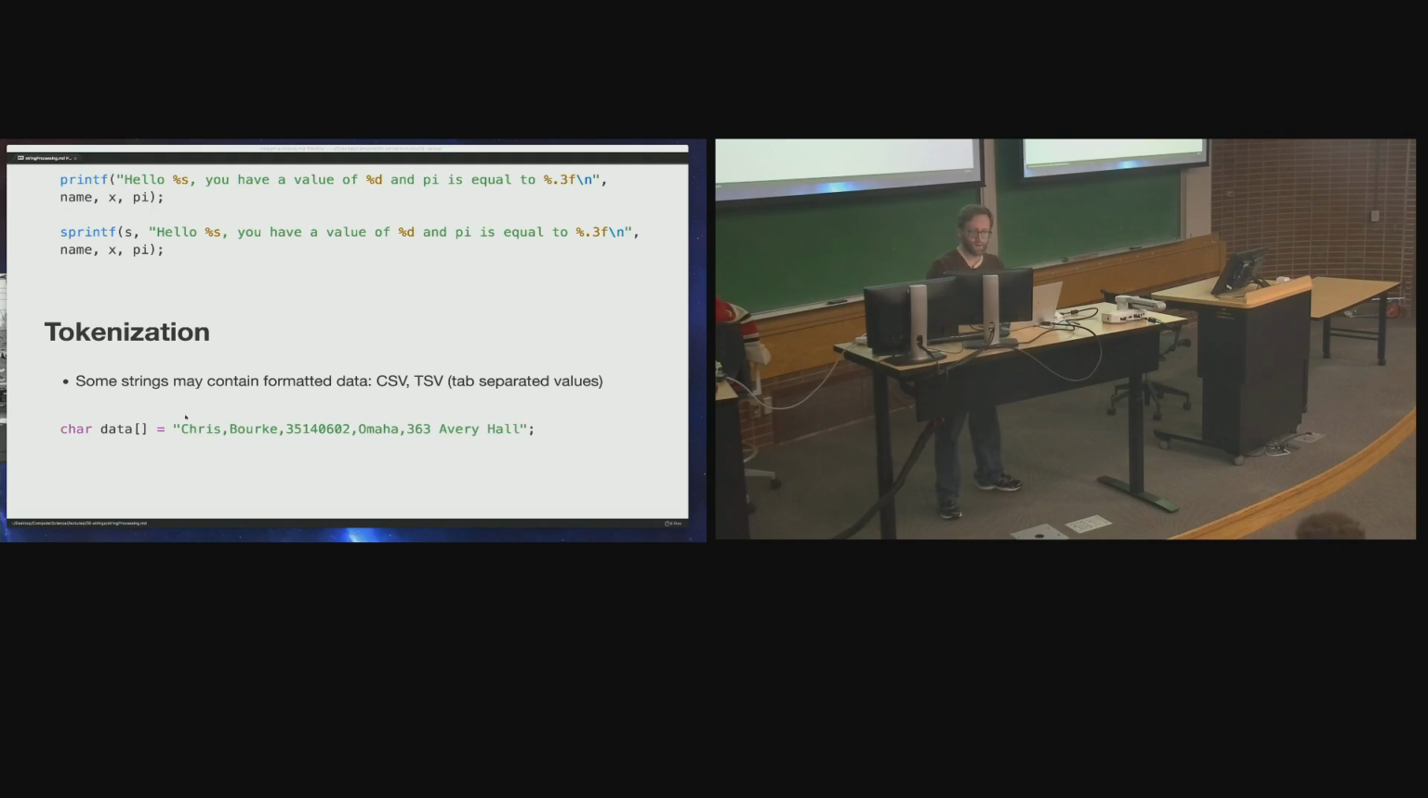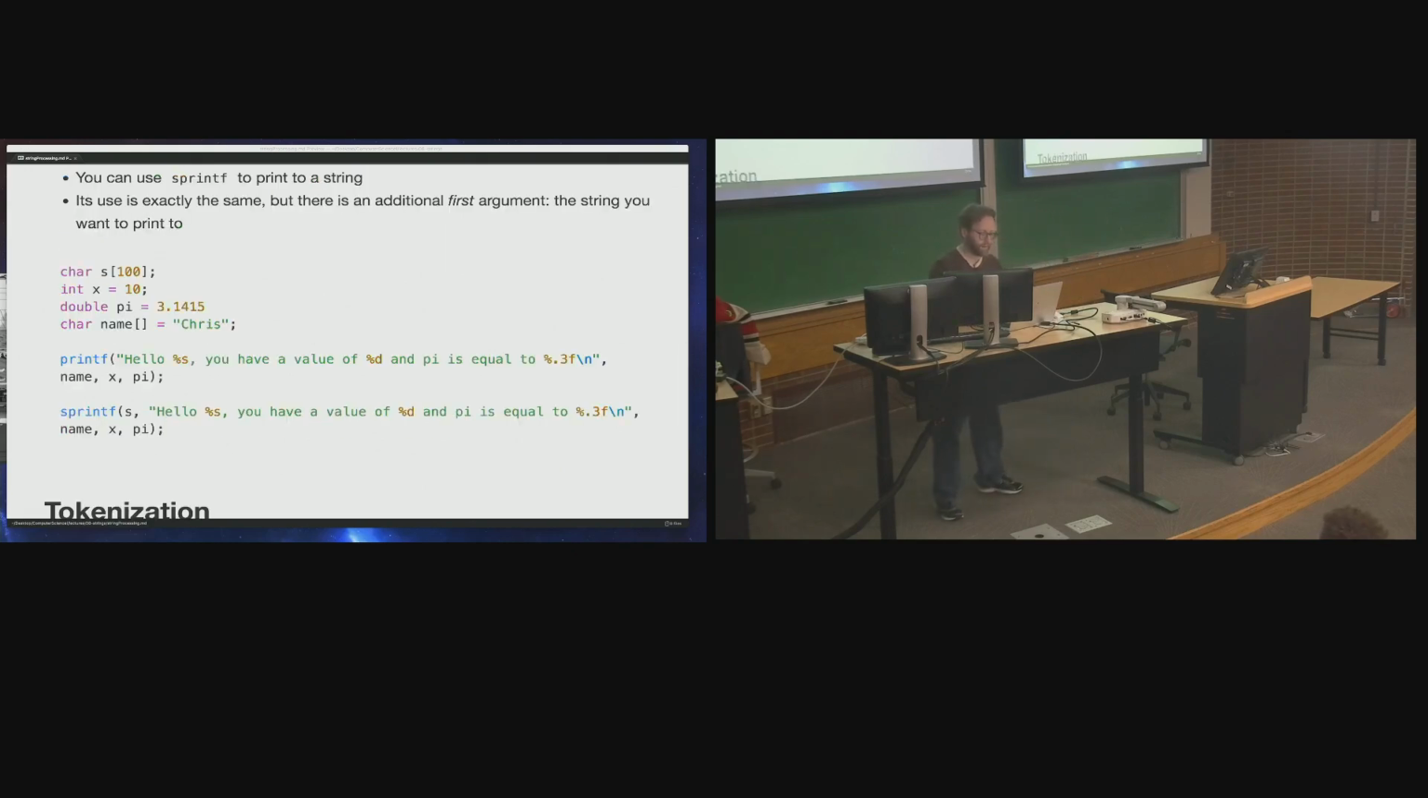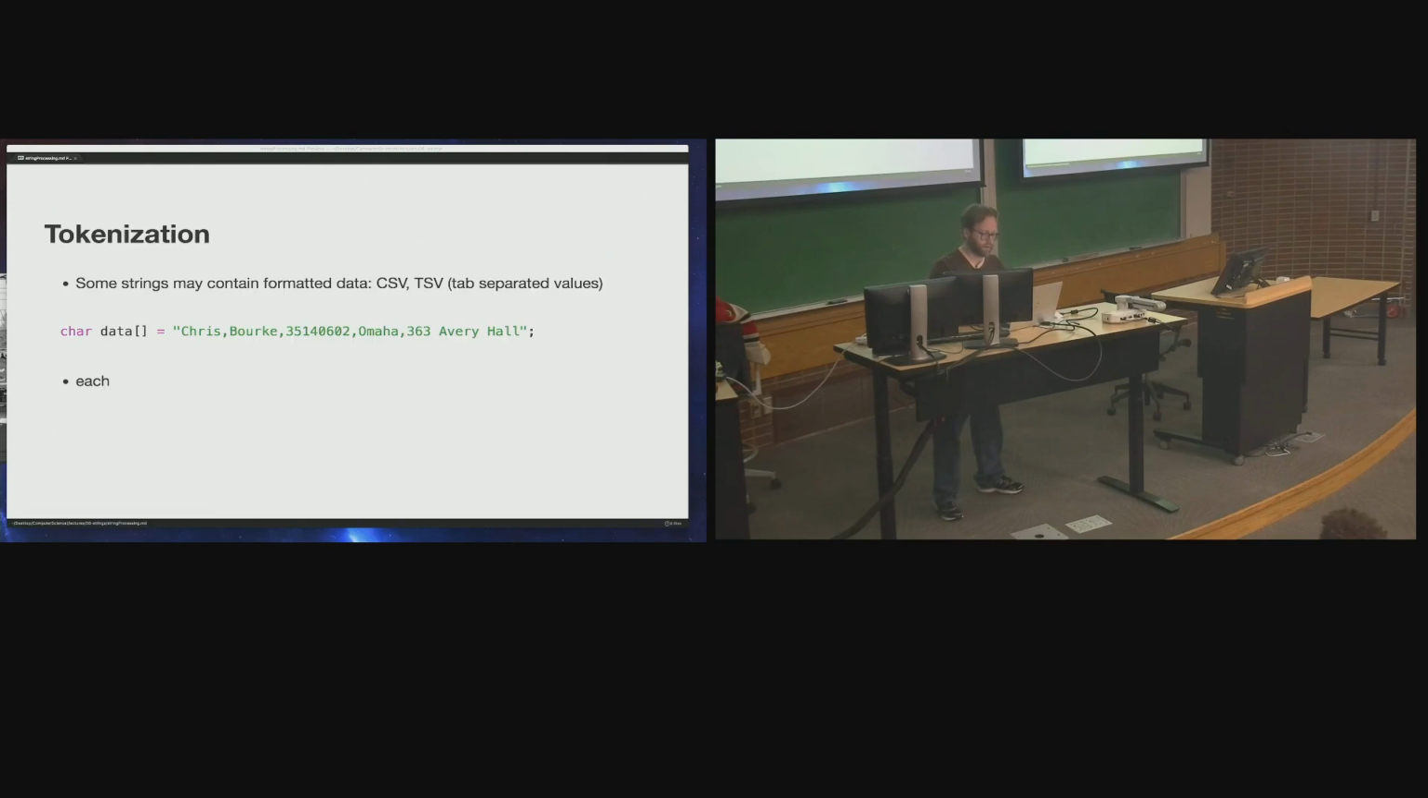There we go. So there's some basic data about me. It's all separated by a comma. I've got my first name, comma, last name, comma, et cetera, et cetera. Each one of these things is called a token, right? So each individual piece of data is a token, right?